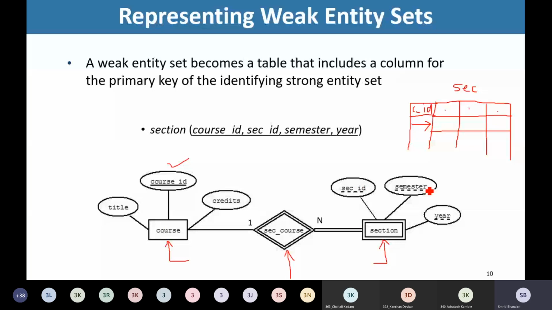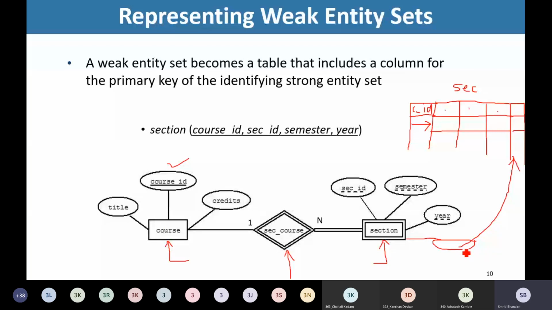So in this particular example, we have these three attributes which comprise the partial key. The partial key along with my course ID, the primary key of the strong entity set, will become the primary key of the weak entity set. Please remember, if I have any other attribute other than the partial key here, then that attribute will also be there in my table.